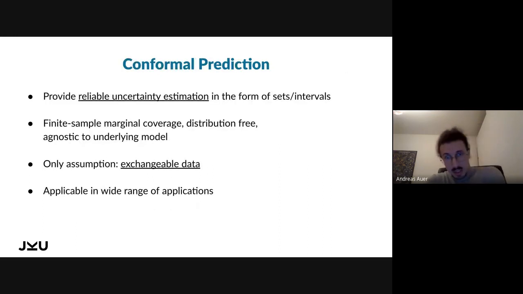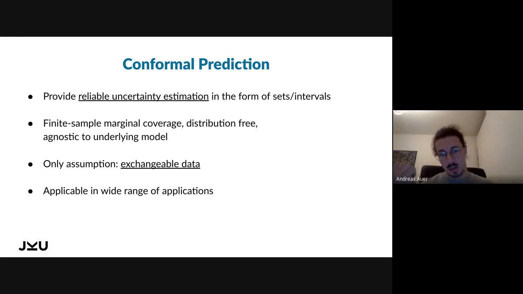And how we approach this is with conformal prediction. And just to get a little bit of an idea what conformal prediction is and what's the cool thing about it: conformal prediction provides reliable uncertainty estimates in the form of sets or intervals, as I already said. We have finite sample coverage. We do not have any assumptions about the underlying error distribution, whether it's Gaussian or something, it doesn't matter. And you are agnostic to the underlying point prediction model. You can basically use whatever model you have and what is working for you.